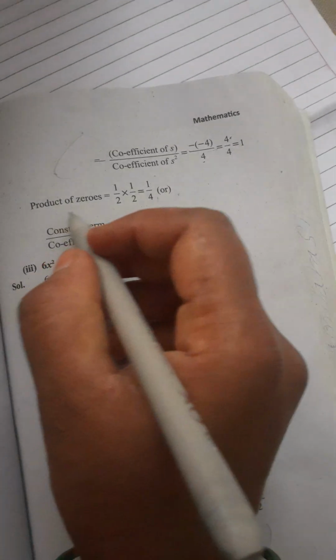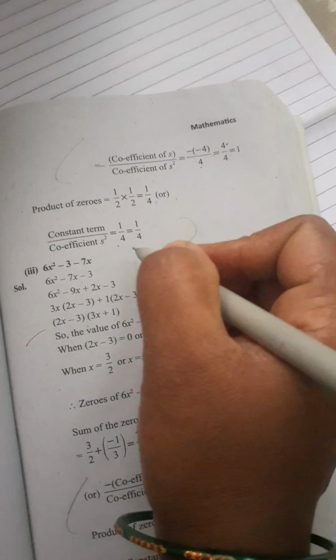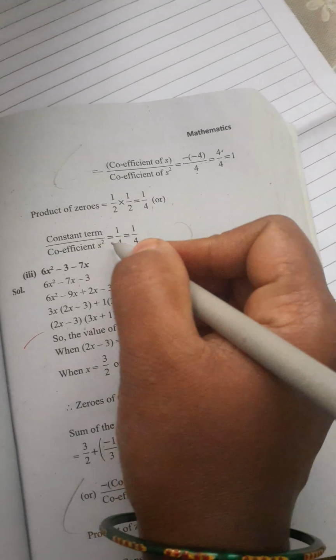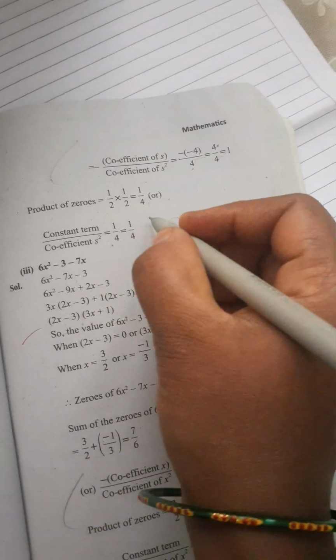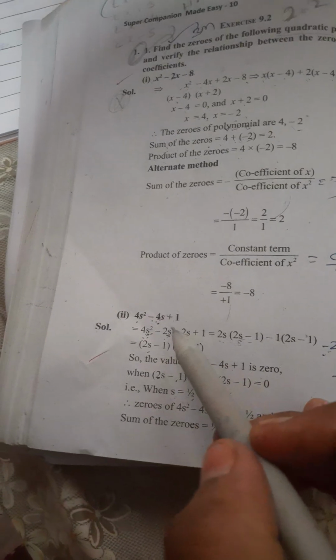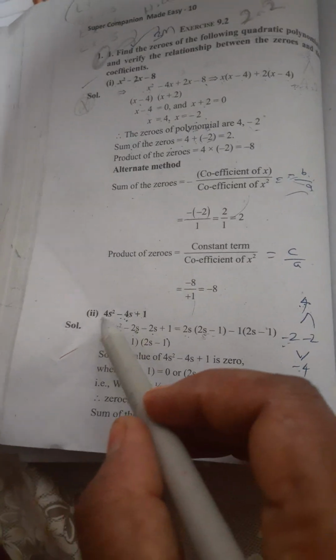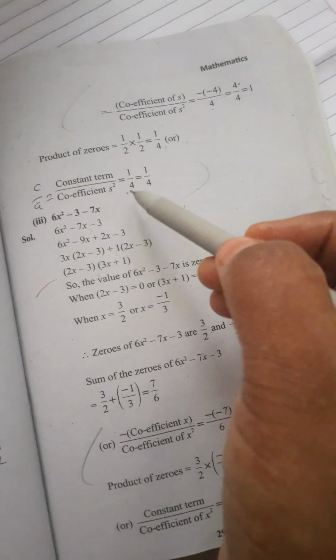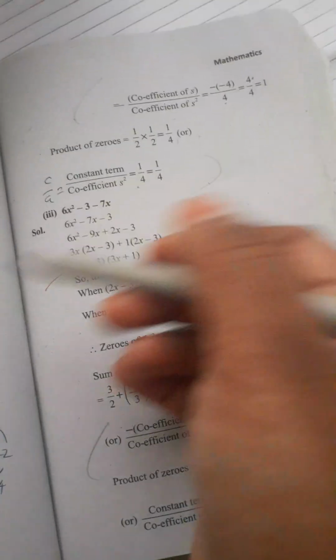Next, the product of zeros is one more formula: c by a. The c value is 1 and the a value is 4, so you get 1 by 4. This is how we find answers to these questions.